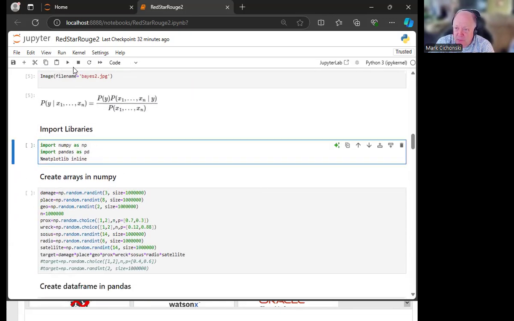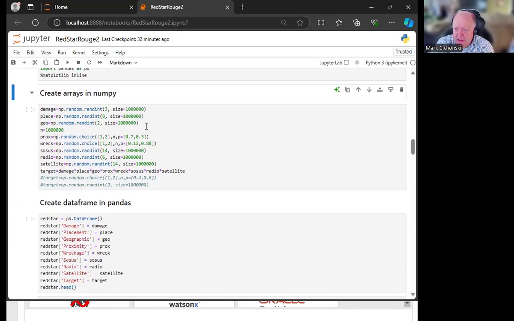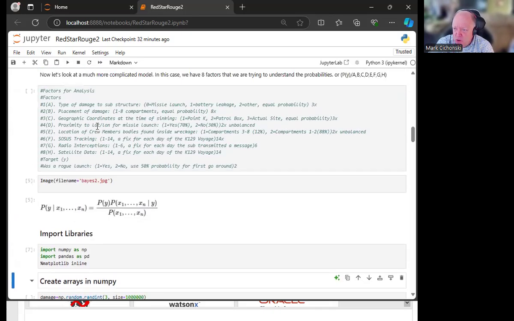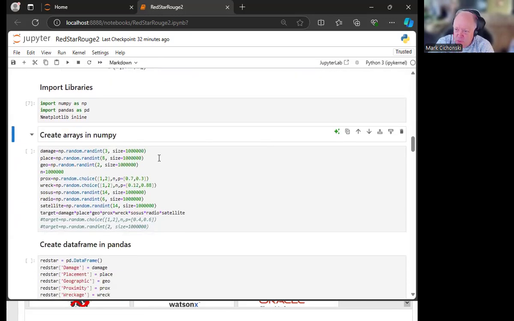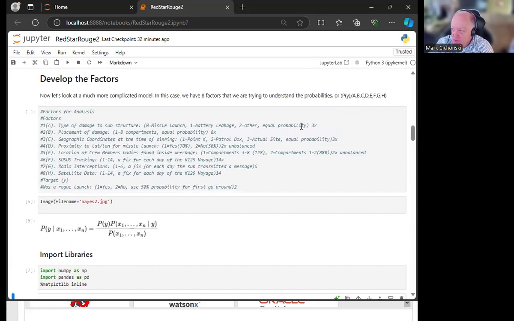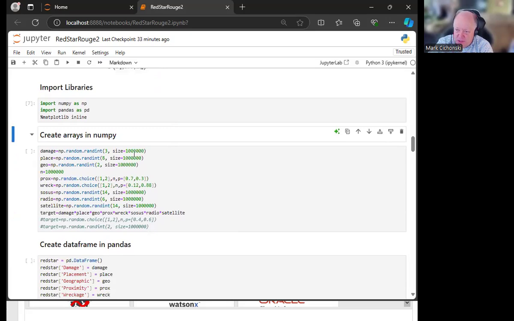So we'll bring in our libraries. And then you can see here what I did, and this workbook will be in the GitHub for the YouTube channel. I'm going to generate 1,000,000 rows, and I'm going to use the probabilities based on what I said above. So for example, here we said there were 3 different levels of this damage factor, and I'm going to use equal probabilities, and that's what I blow out down here and show how to do that.